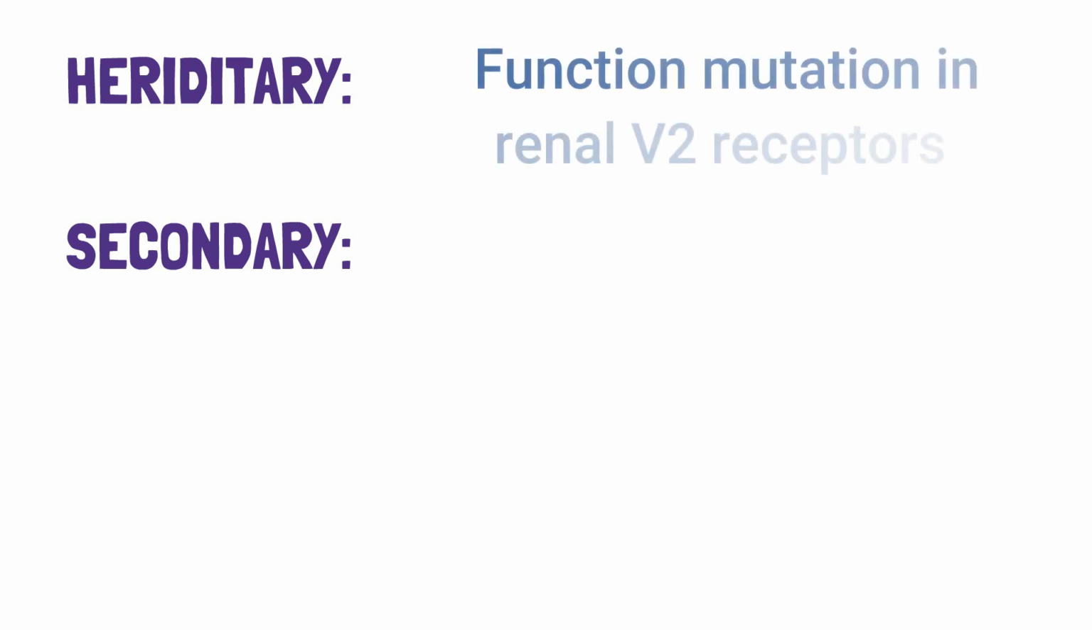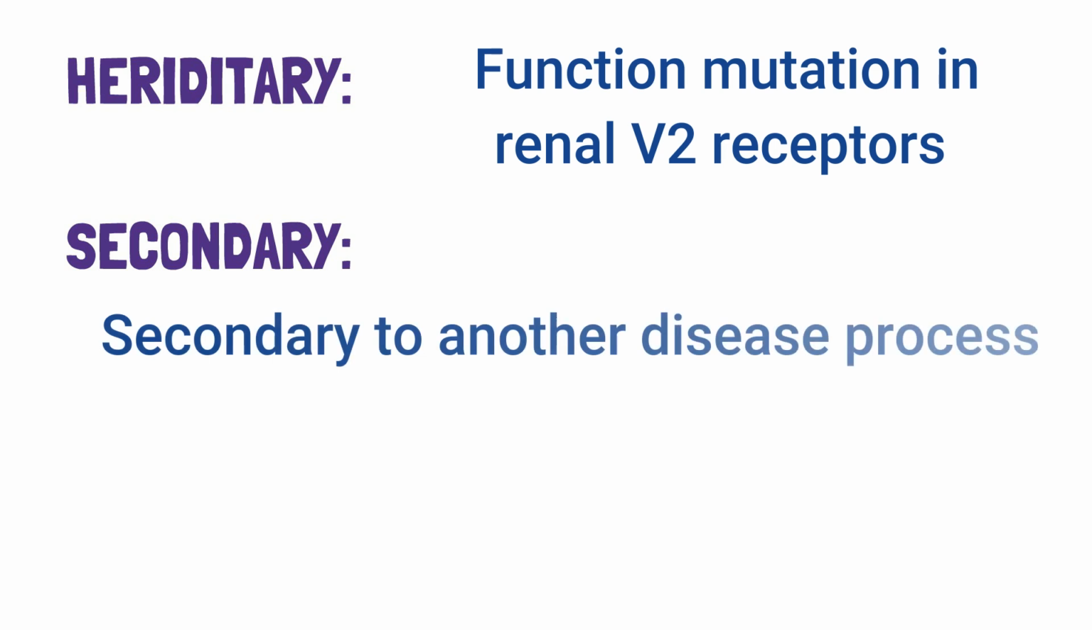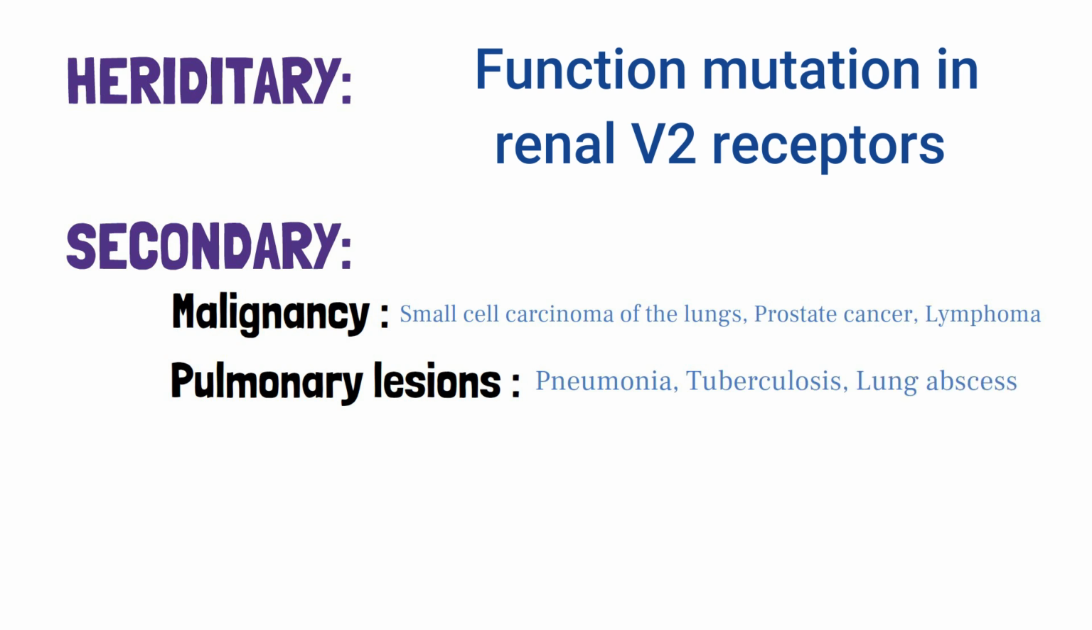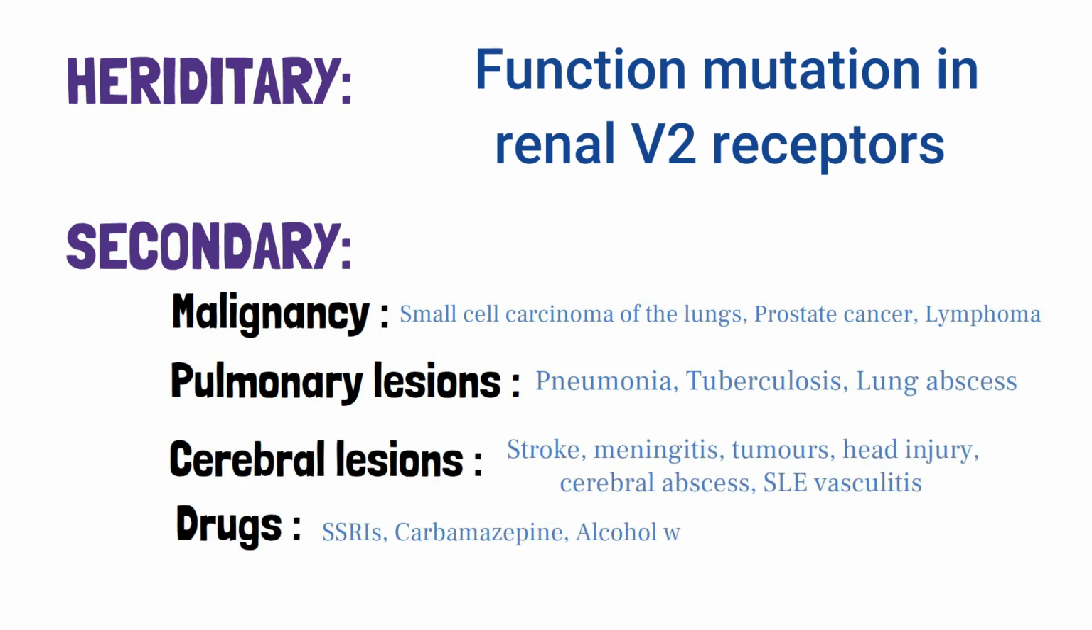SIADH can occur due to hereditary causes or secondary causes. In hereditary SIADH, there is a gain-of-function mutation in the gene for the renal V2 receptors. This locks the renal V2 receptors in a continuous active state, leading to excessive water absorption and hyponatremia, which is resistant to vasopressin receptor antagonists. Most commonly, SIADH occurs secondary to another disease process elsewhere in the body. This could be due to malignancies, pulmonary lesions, cerebral lesions, drugs, and surgery.